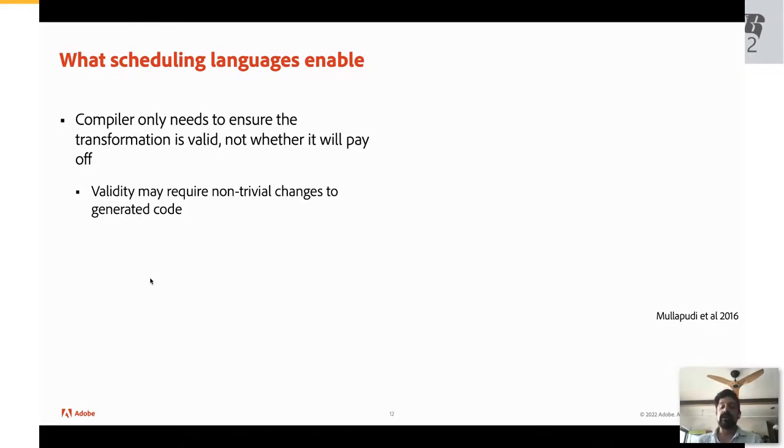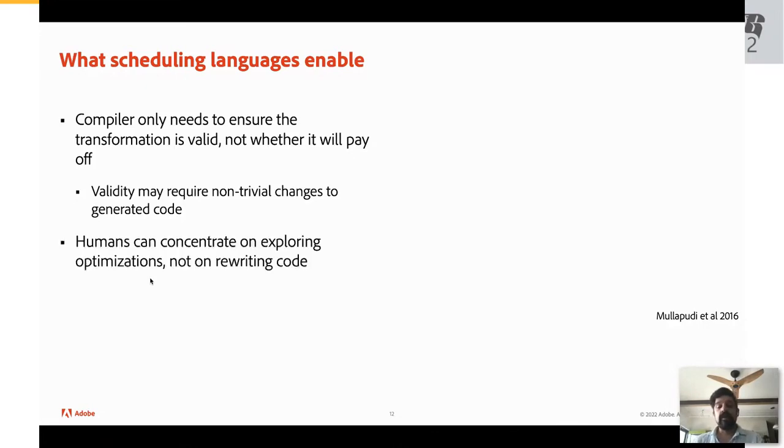So really what scheduling languages are doing here is removing the need for the compiler to decide whether a particular optimization will pay off or not, and instead it orthogonalizes these concerns. That allows humans to concentrate on exploring optimizations once they've gotten their algorithm correct. Instead of rewriting the code over and over, they can quickly try executing on a GPU, applying vectorization, deciding to compute intermediates and tiles, and so on.